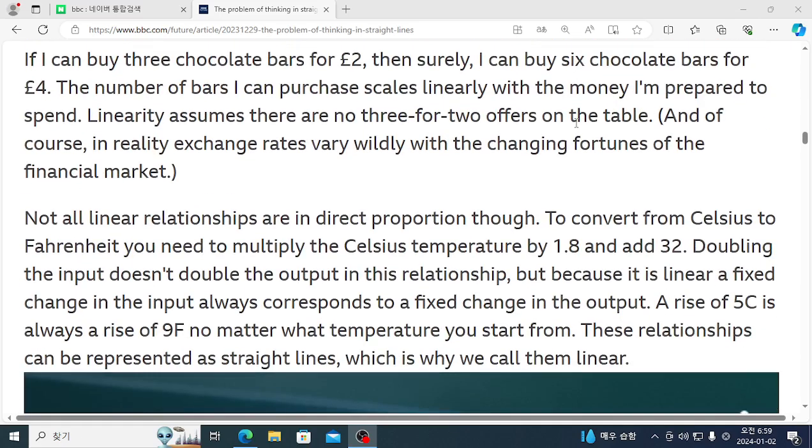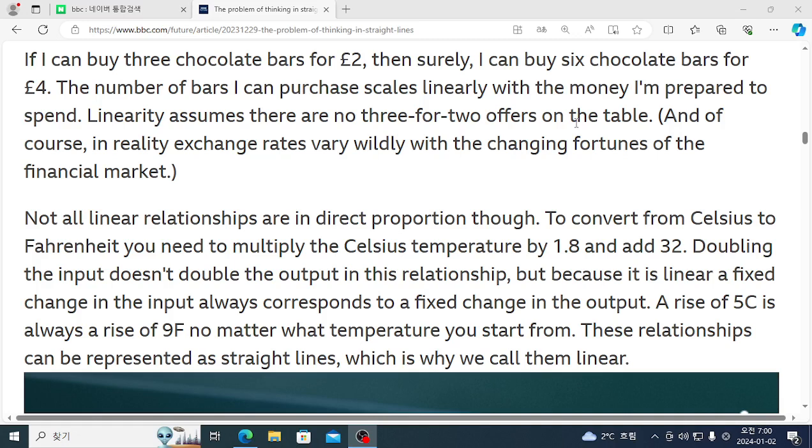If I can buy 3 chocolate bars for £2, then surely I can buy 6 chocolate bars for £4. The number of bars I can purchase scales linearly with the money I'm prepared to spend. Linearity assumes there are no 3 for 2 offers on the table, and of course, in reality, exchange rates vary wildly with the changing fortunes of the financial market.